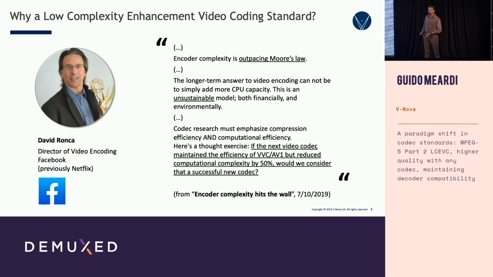So off we go. So first of all, low complexity, why would we do such a thing? Here I put a quote from a recent blog of David Ronca, but the point is, many of us would agree that codec complexity is becoming a problem, both financially and environmentally. And here David had put kind of a thought exercise. If the next video codec maintained the efficiency of VVC or AV1, but reduced computational complexity by 50%, would we consider such a codec a successful new codec? It sort of implies that that should be the case.